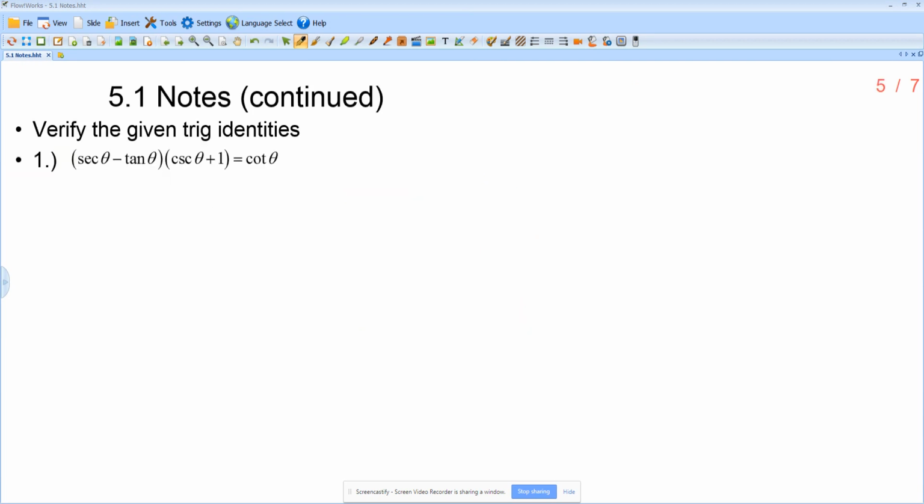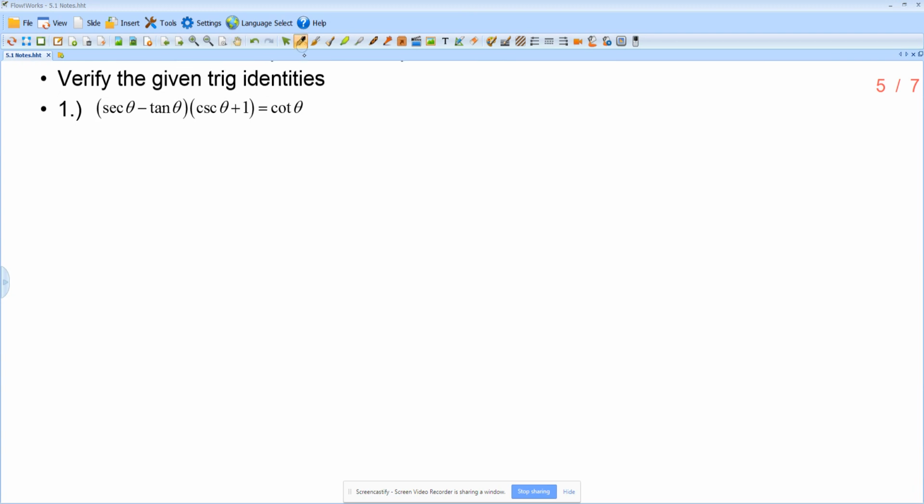Now we go into verification. The sort of cool thing about a verification question is you know what the answer has to be, cotangent theta, and everything that you have to do with this problem just becomes a game of how am I going to get cotangent theta?